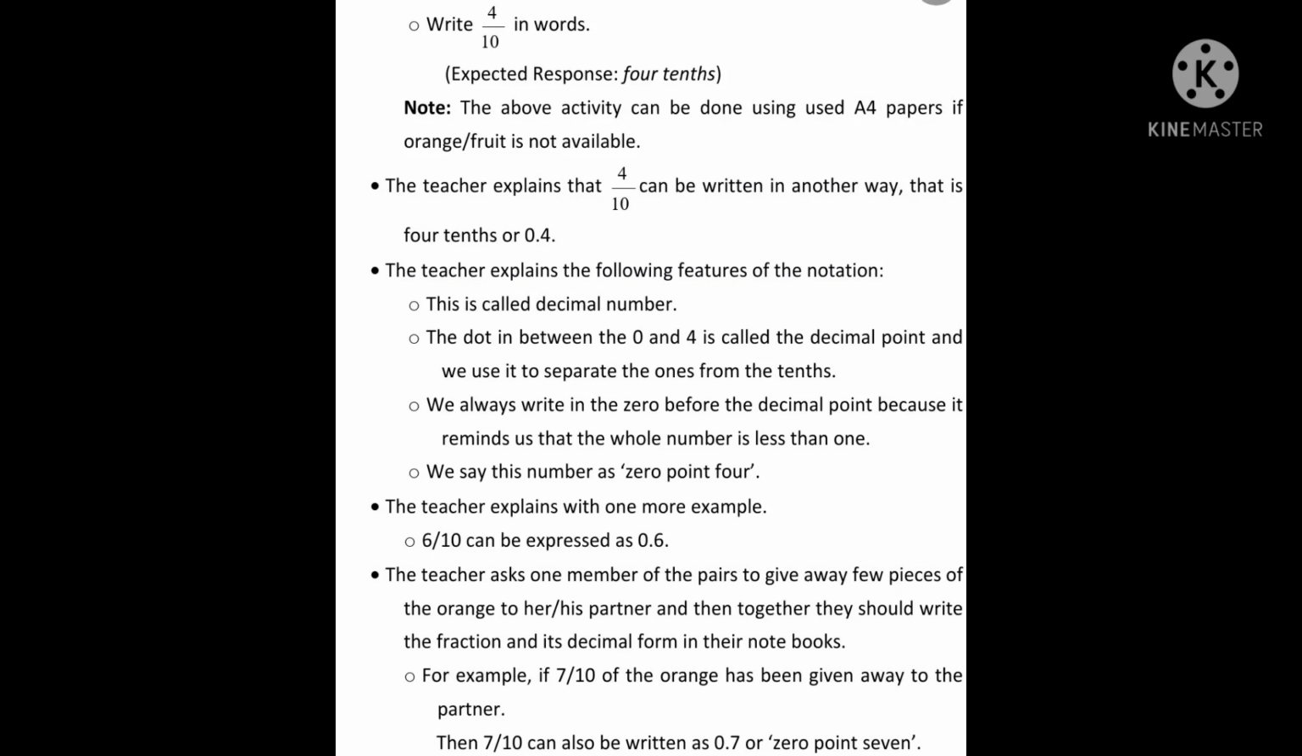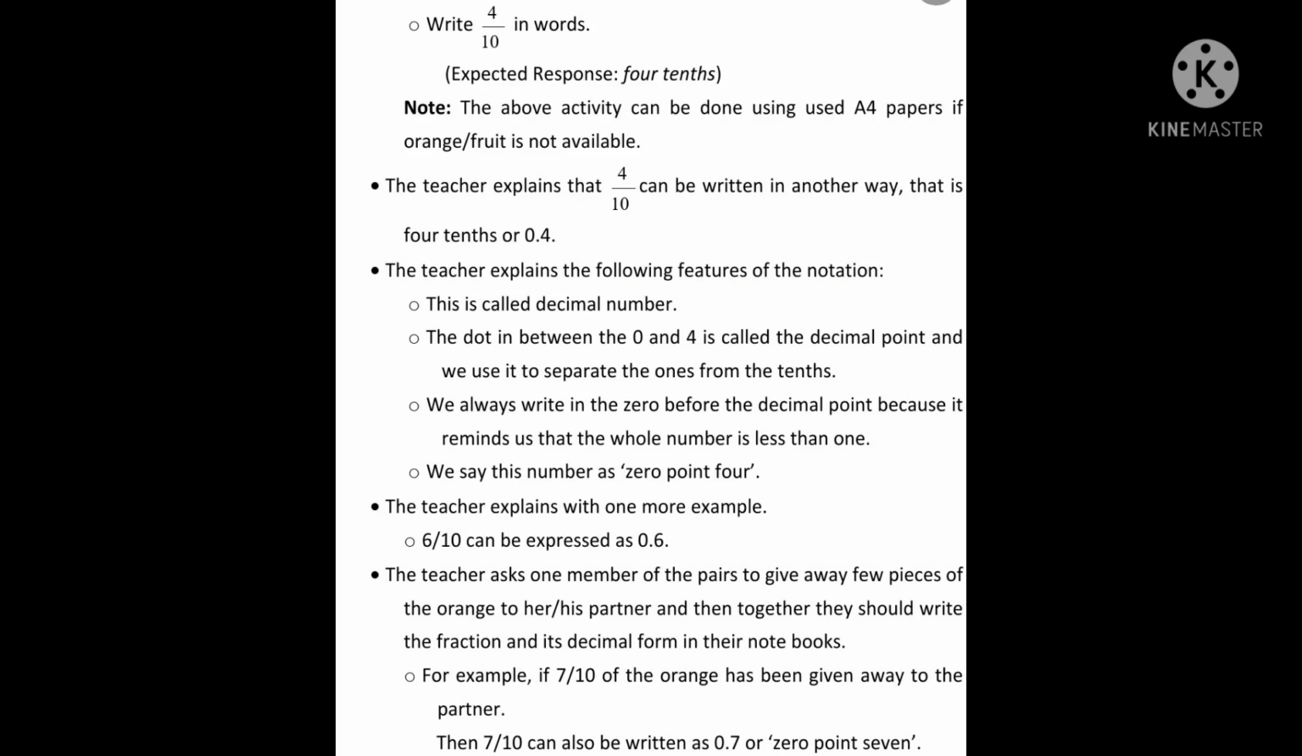The dot in between the 0 and 4 is called the decimal point, and we use it to separate the ones from the tenths. We always write the 0 before the decimal point because it reminds us that the number is less than 1. We read this number as 0.4. Very important features of this notation.